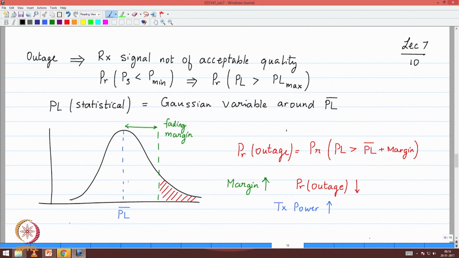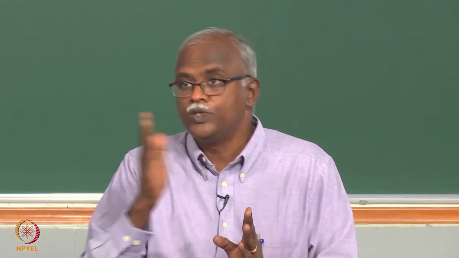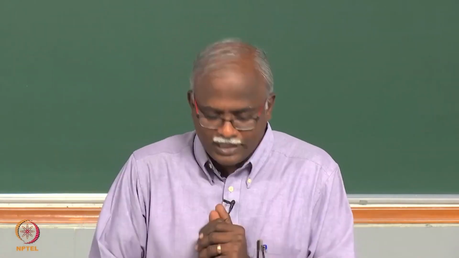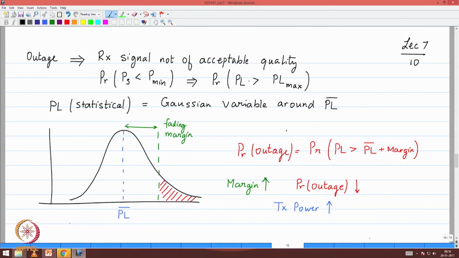So if I design my system to have a path loss that is aligned with PL bar, I've designed it for average path loss. And if I tell you that the definition of outage means the signal is not of acceptable quality, the outage scenario is when the signal goes below the acceptable quality. So outage basically means that the path loss that you are actually seeing is greater than PL max, and you have designed PL max for your scenario as PL bar. What's the probability of outage?